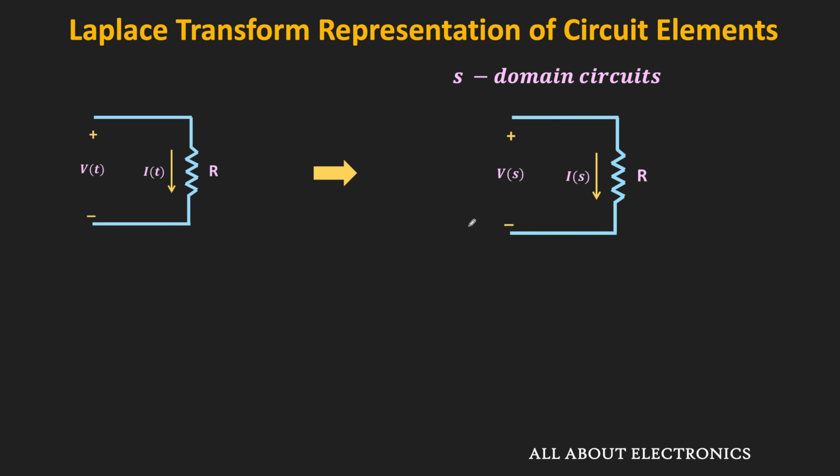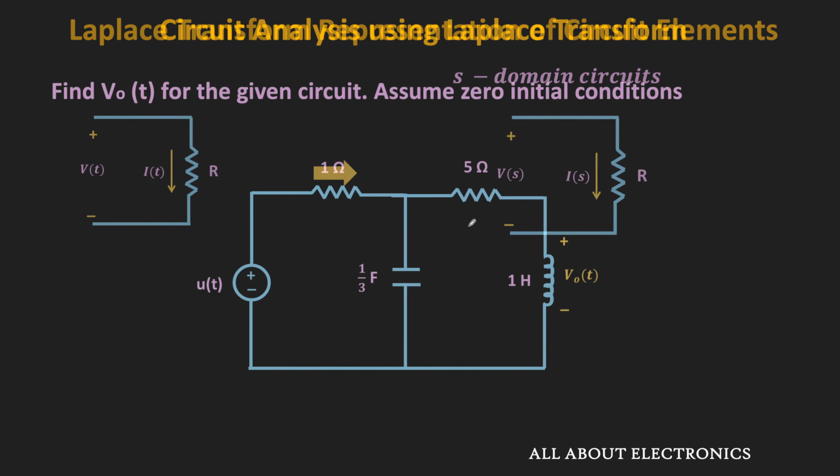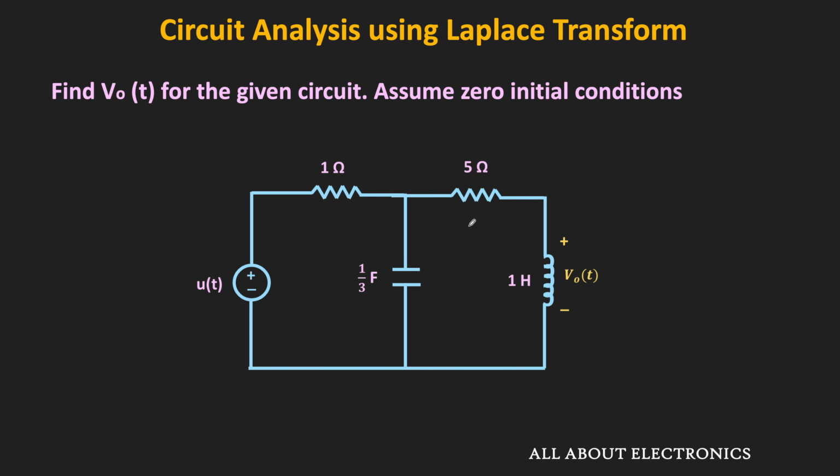Now, let us take a couple of examples, and through that, let us understand how to do the circuit analysis using the Laplace transform. In the first example, we have been given this circuit, and we have been asked to find this output voltage across the inductor. And here, we have been given that the initial conditions of the circuit are 0. That means there is no initial current or voltage across any element.